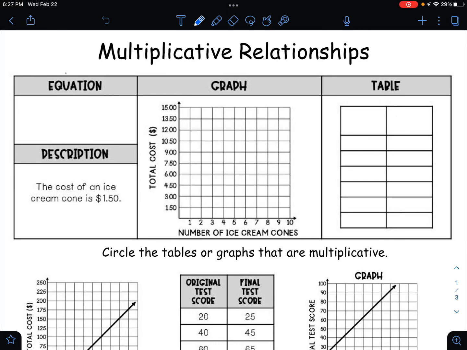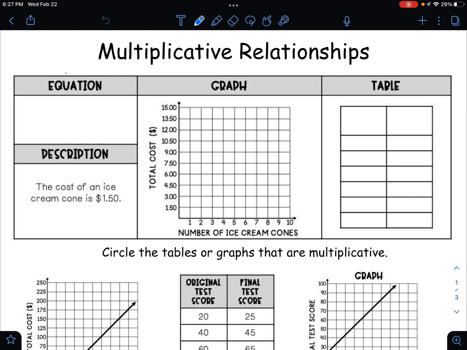Okay, multiplicative relationships. We're going to tie it all together with an equation, description, graph, and a table. So let's start off with the description. The cost of an ice cream cone is $1.50. So one ice cream cone is $1.50.